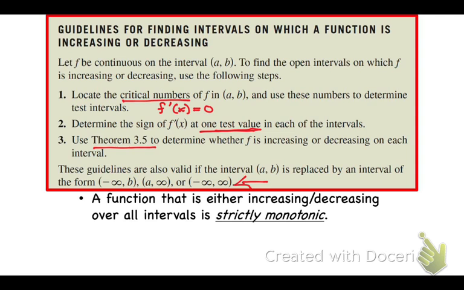Now, a function that is either increasing or decreasing over the entire interval, so if it just looked like something like this, which would be increasing the whole time, is called strictly monotonic.